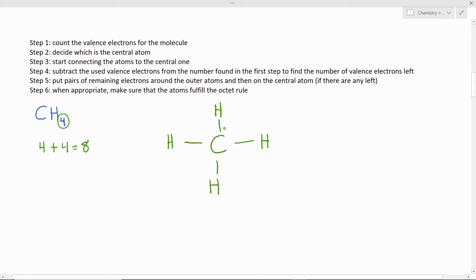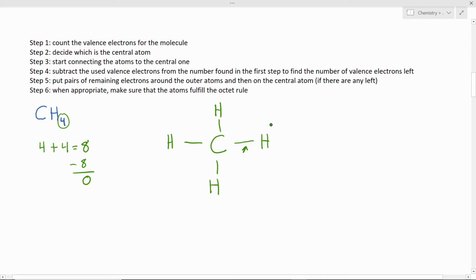So here we have 4 bonds here, 4 lines, right? And we know that each line represents 2 electrons. So we have used 8 electrons. That means that we have no more electrons to use. So we do not have to do anything for step 5 because there are no remaining valence electrons.